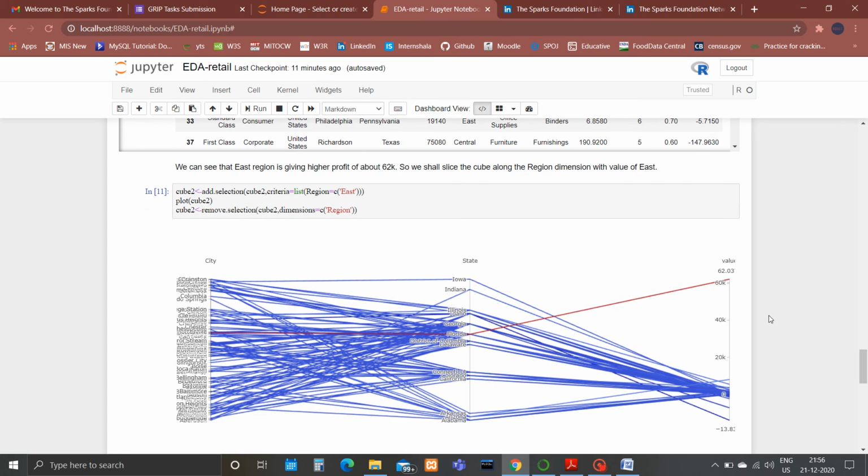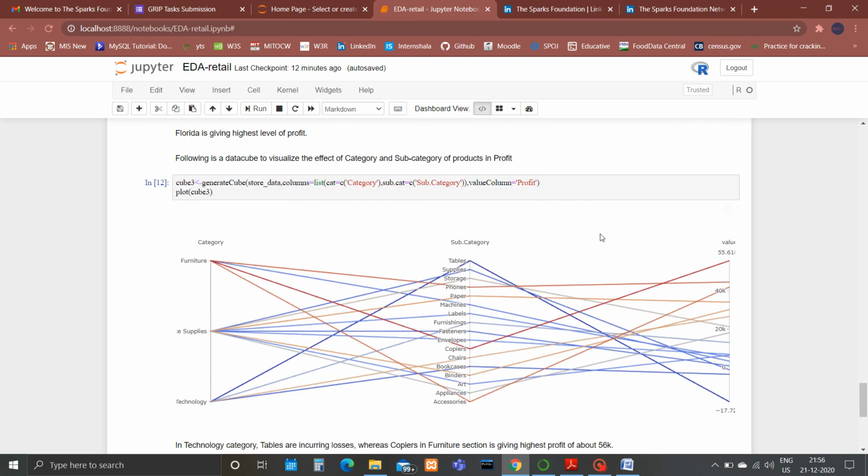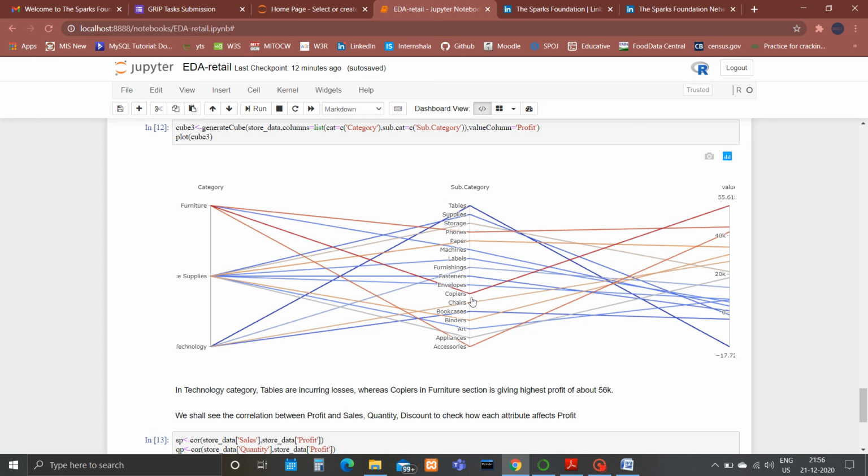And then we are creating another cube here, which is for the category and subcategory. From here we can see that the lowest value we are getting is from tables, in category furniture. So in the category section we are getting more losses in the tables subcategory, and again we are getting the highest profits from the copiers subcategory, in the category technology, which is about 56,000.